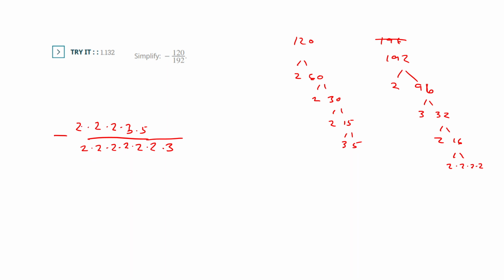Okay, I think I've got them all. So now that it's factored, we can cancel our matches. That's a 3, even though it doesn't look like one. Okay, so what do I have left? I've got a negative 5 over 2 times 2 times 2 over 8.